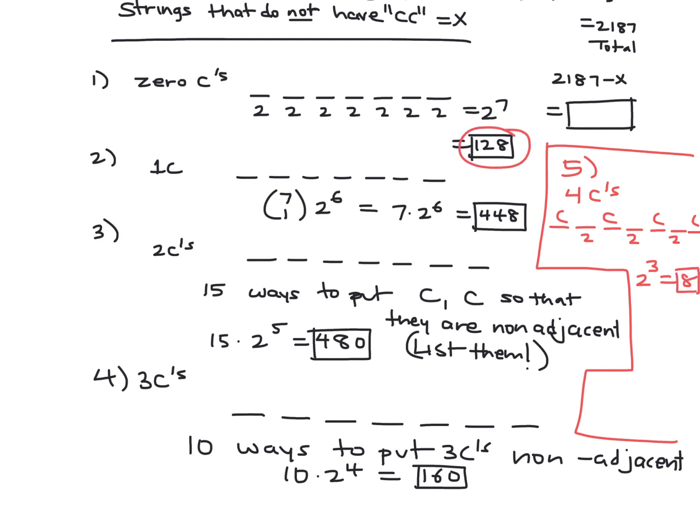So we got this 128 plus the 448 plus the 480 plus the 160 plus the 8. And that totals 1224. Then we have to come back here, and from 2187 subtract that 1224, and that gives me my 963, which is the answer to the question.